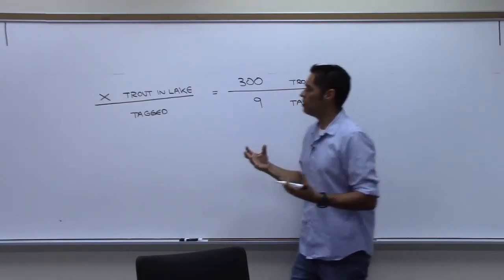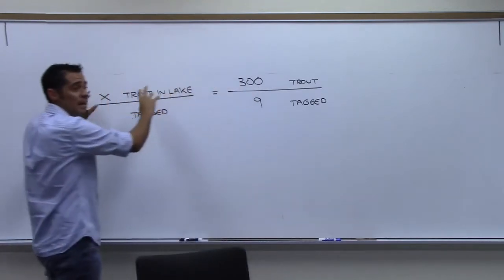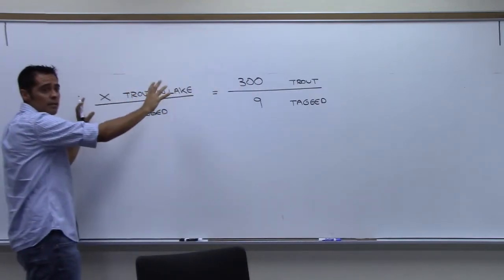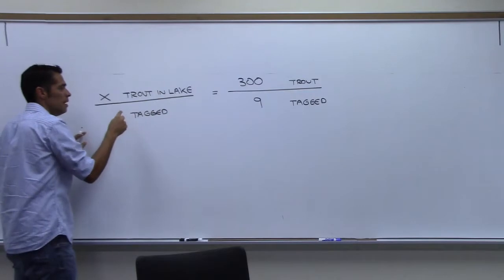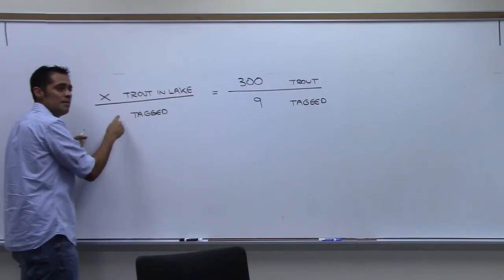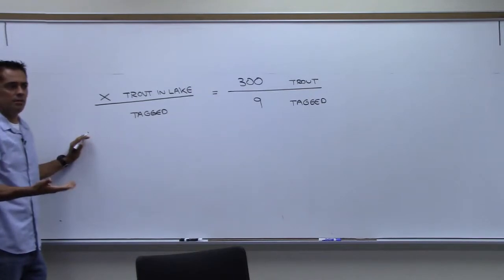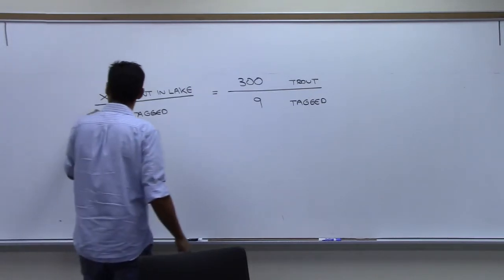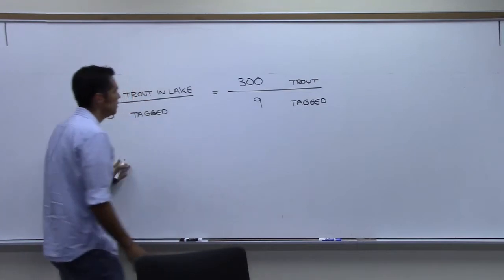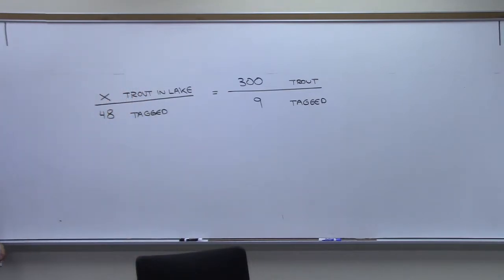What we're looking for is the number of trout in the lake, the entire lake, right? Yes? And we know that they tagged 48. There's only 48 trout that have been tagged. That's it, right? Just 48. So this should be 48. Any questions?